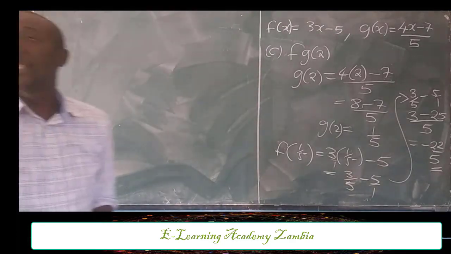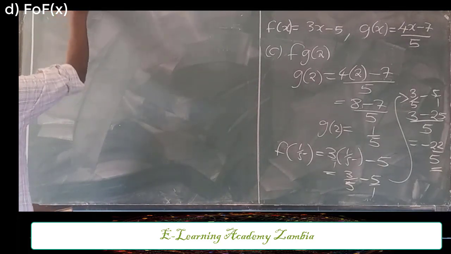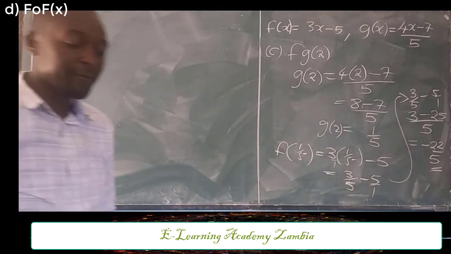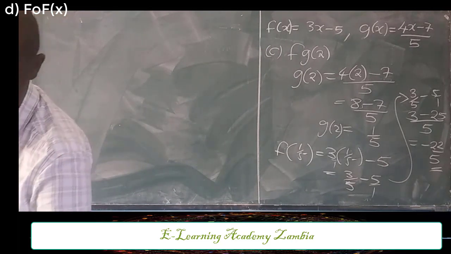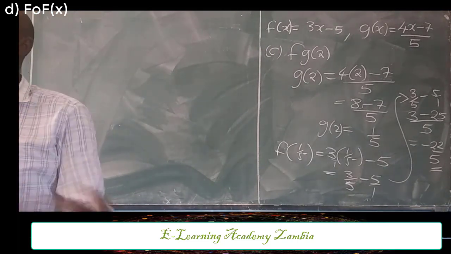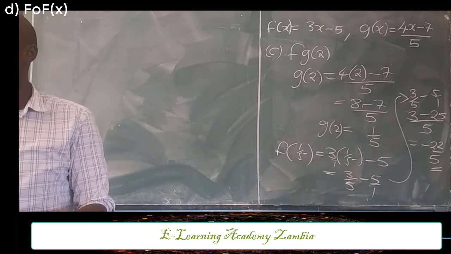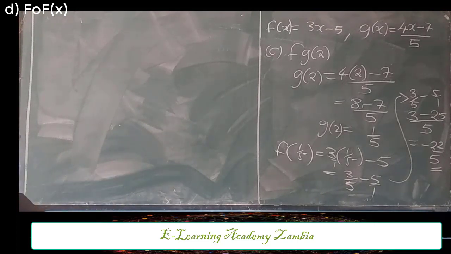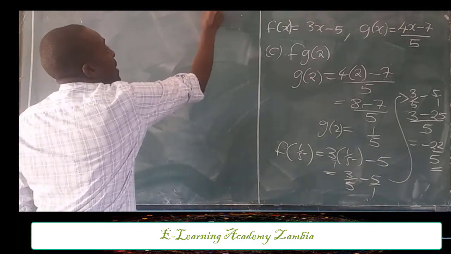So the last question is F of F. F of F of X. This is D. So here, we are combining the same function, putting the same function into itself. Okay? That is the composition that we are making here. So we are combining f into itself, and the function f is given by this. F of x is equal to 3x minus 5.